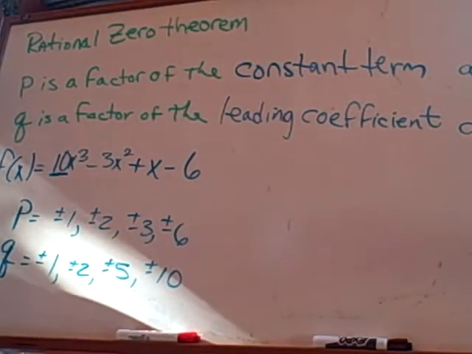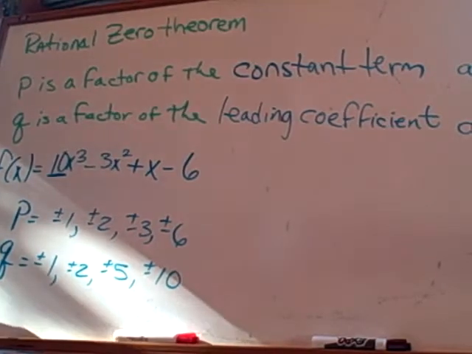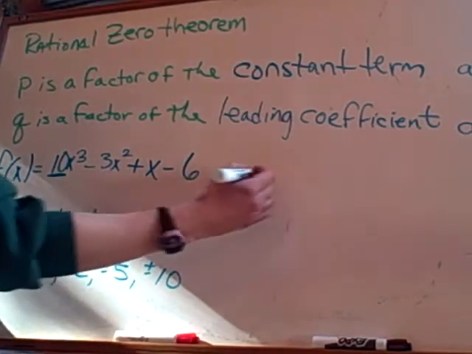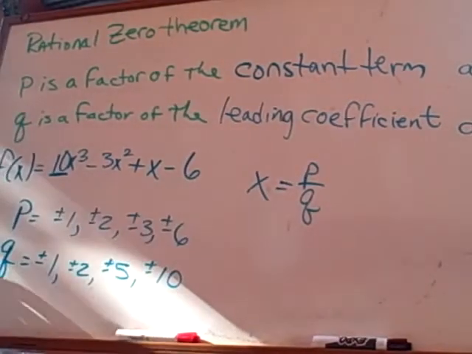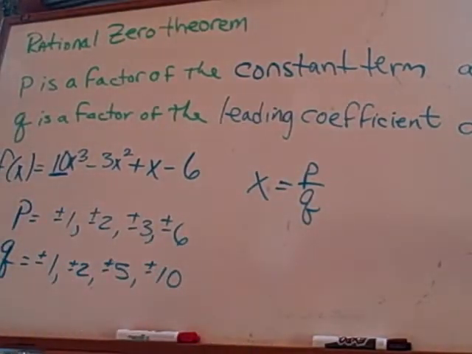Now, if you read up top again, it says if x is a rational zero, x equals what? P over q. So I have to look at all the combinations of p's divided by q's. And that's what we're going to do.